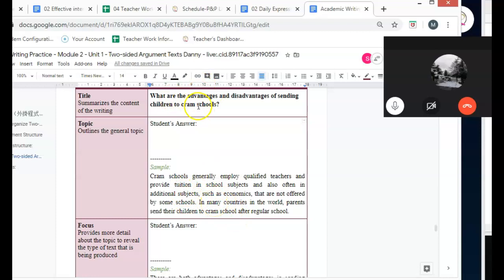So what are the advantages and disadvantages of sending children to cram school? This will be your own answer again. Alright, please put your answer. Did you check this before? No. Okay, because you don't have any answers in advance. So please, next time, if you have questions, you can ask me on Skype because it's a waste of time, right, if you will just answer now.